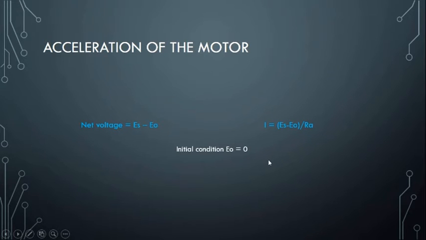Because at the initial condition the armature is not rotating, and if there is no rotation, there will be no EMF induced in it, and that is why it is 0 in the initial condition. So the current formula becomes only Es divided by Ra, and this causes, my friends, a very huge current to flow at starting. The starting current of a DC motor or any kind of motor is 20 to 30 times the normal current. We'll see this practically in the next example.